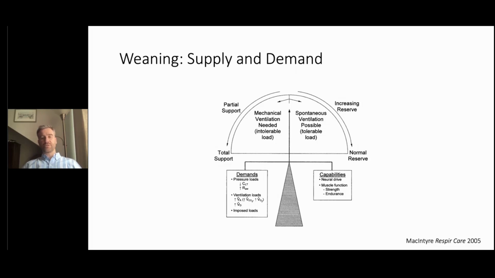All of those things increase the work that the respiratory system has to do. And the system can only tolerate those increases in work if it has the capacity to respond to those loads. And that's principally and critically determined by respiratory muscle function. So if patients have respiratory muscle weakness at baseline or develop respiratory muscle weakness, that may have a profound impact on their ability to be weaned from the ventilator.